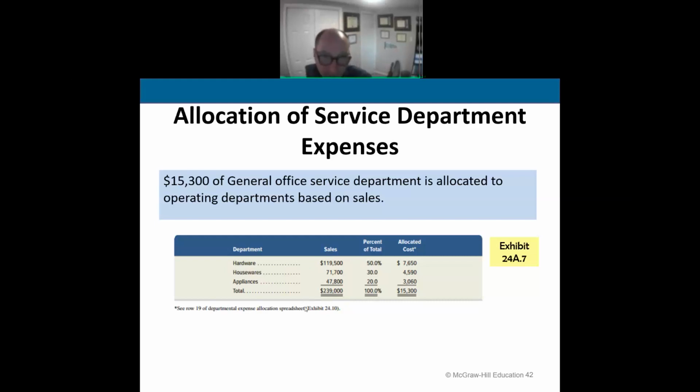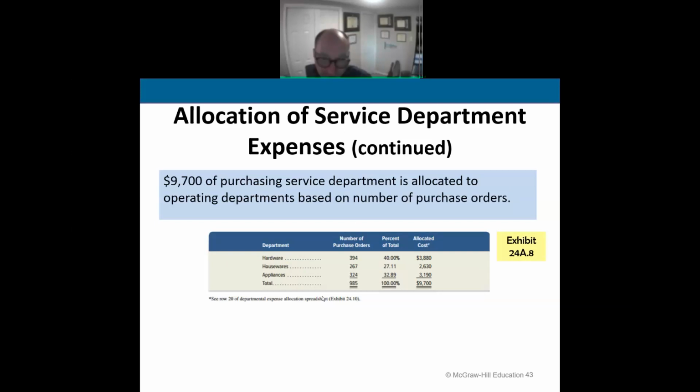Service departments, we talked about that. We're just recapping basically what we talked about when we talk about allocation. Number of purchase orders from the purchasing department. Purchasing department, as you know, is a support service department. Purchase orders divided by the total purchase orders gives me the percentage. The total purchase order amounts times the percentage gets me the allocation.